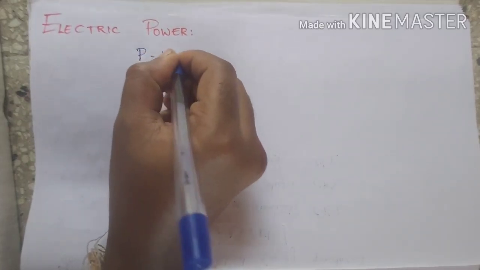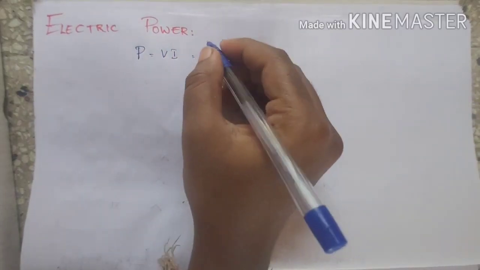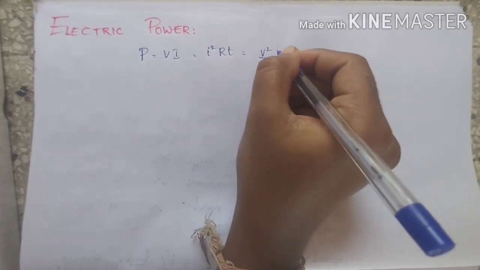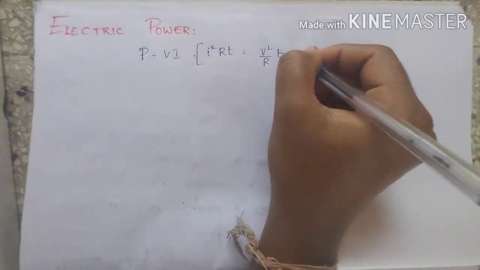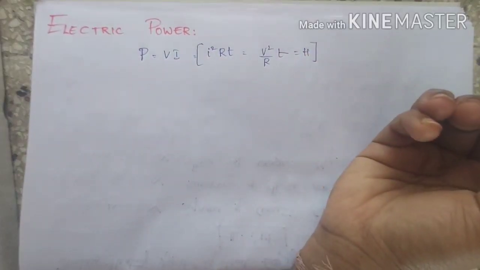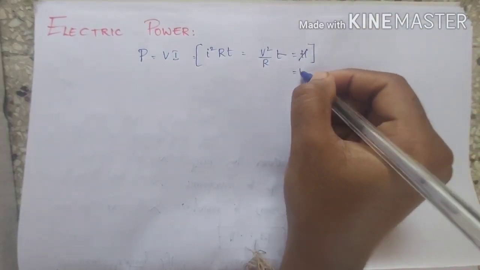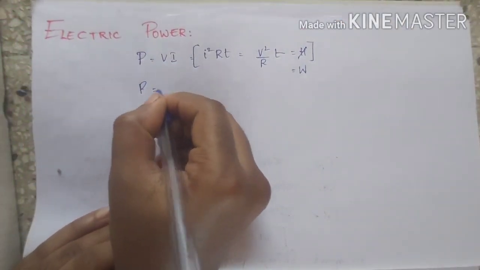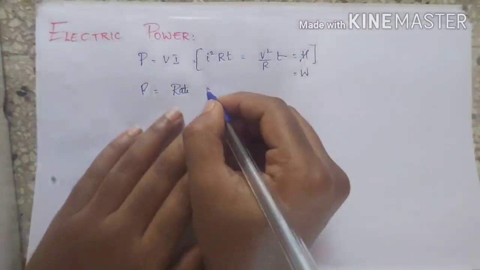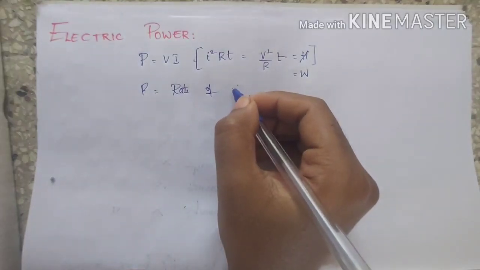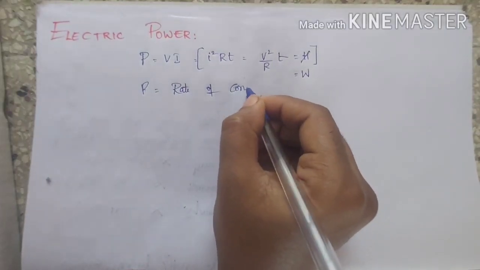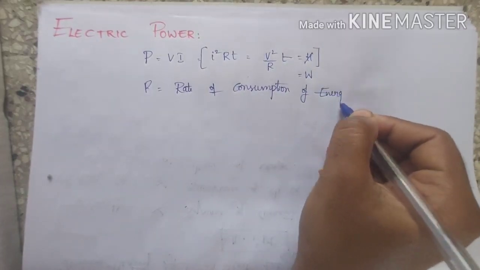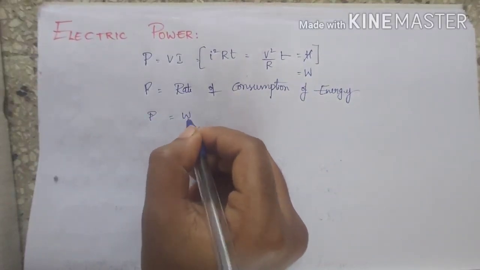There I have written VI. By the end of that video I have written I square RT or V square by R into T for heat energy. Instead of heat energy we can also say electrical energy or the work. So power is nothing but the rate of doing work, but since it is an electric circuit, we'll be taking the rate of consumption of energy. So here I'm writing P is equal to W by T.